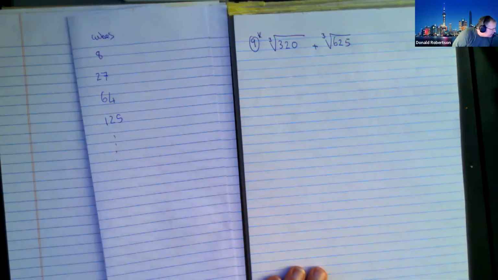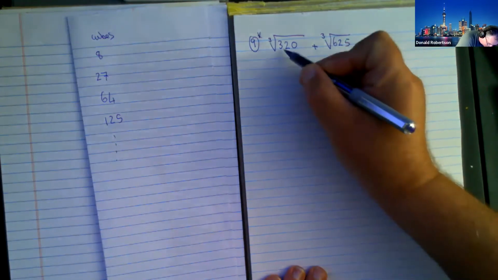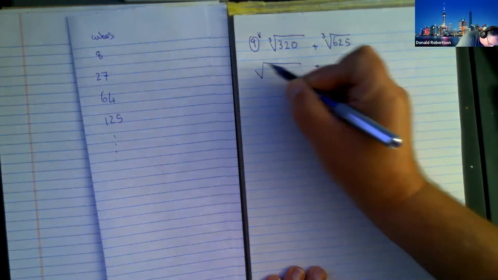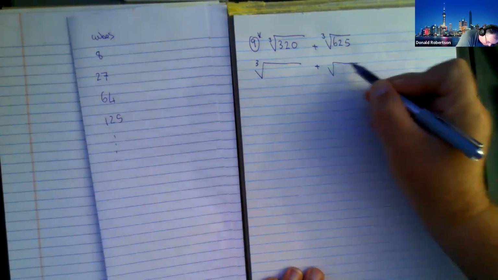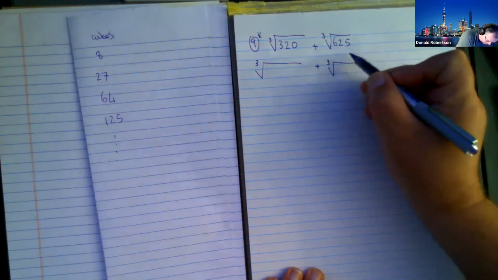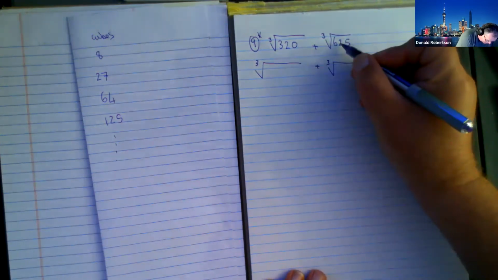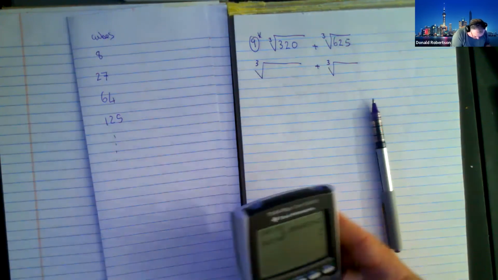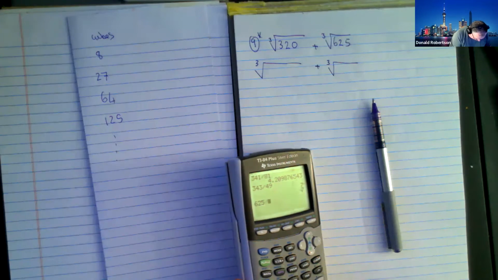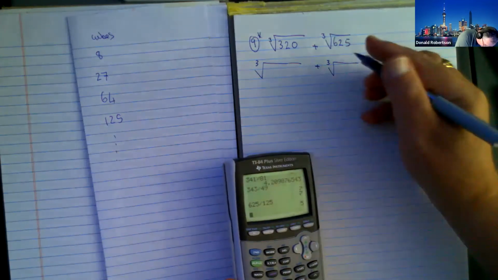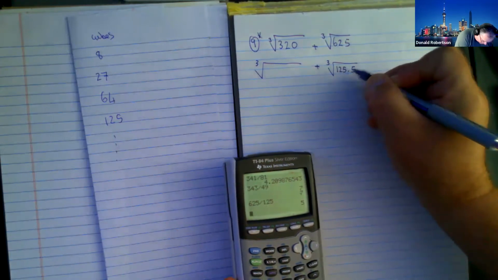Let's see what we get here. Cube root of 320 is going to have to be changed, and the cube root of 625 is going to be changed. Well, I know that this one works with 125, so I'll just check how much it is. 625 divided by 125, and that's what I get, 5. So I get 125 times 5.